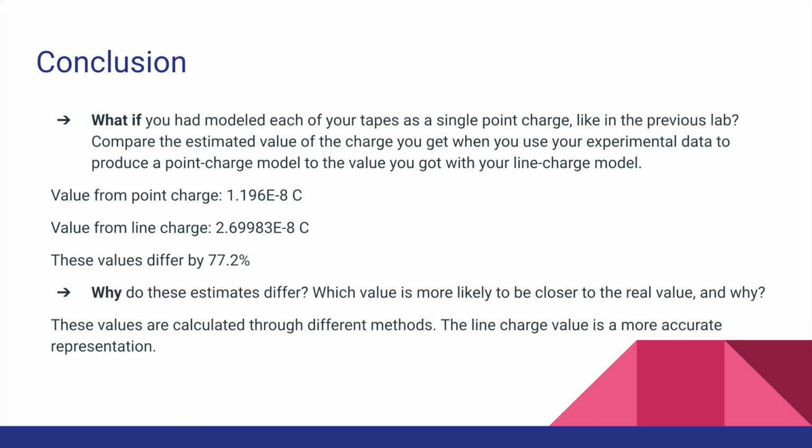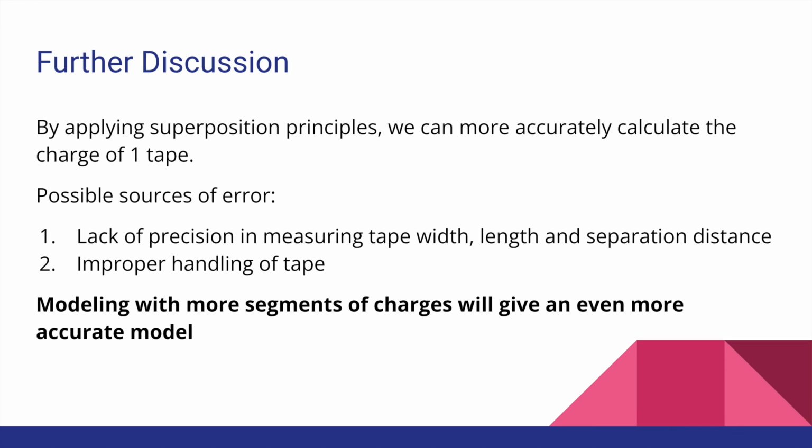These values are calculated through different methods. The first one is calculated solely as if all the charge is centered in the center of the tape, whereas for the line charge, we calculate the net force from 10 evenly distributed segments, and we assume that the charge is evenly distributed over those 10 segments. So this is going to create different values. The one from the line charge is likely to be more accurate, as in the real world, charge is not centered at the center of the tape. It's going to be distributed all over the tape. So by applying superposition principles, we were able to more accurately calculate the charge of a single tape.